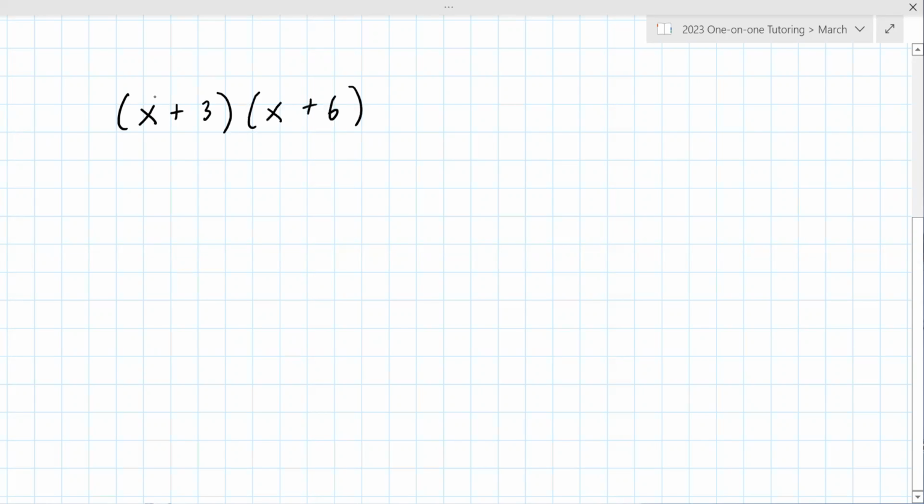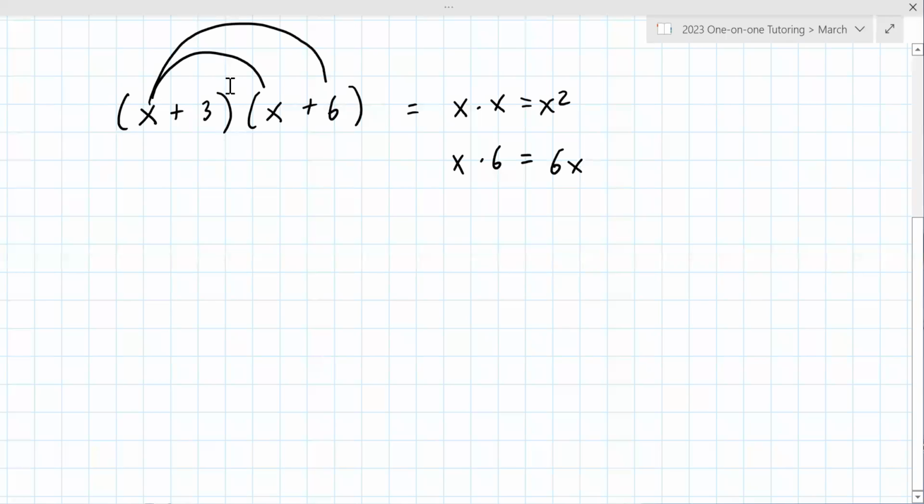So to FOIL, you start by taking x and multiplying it by x. X times x is x squared. Then you take the x and multiply it by 6, positive 6. So it's x times the 6, that's 6x. So notice we've taken x and multiplied it by both. Is that clear?